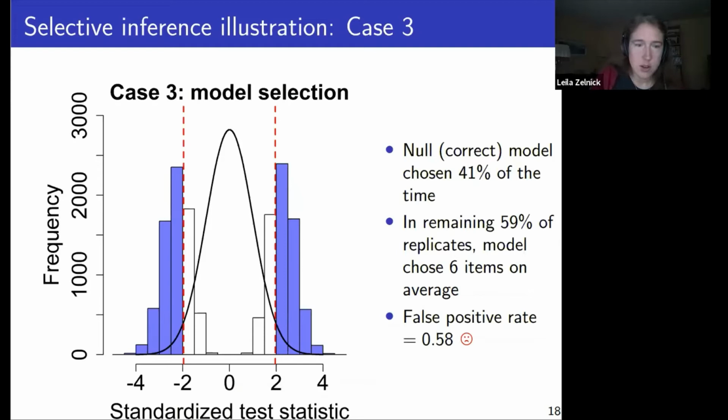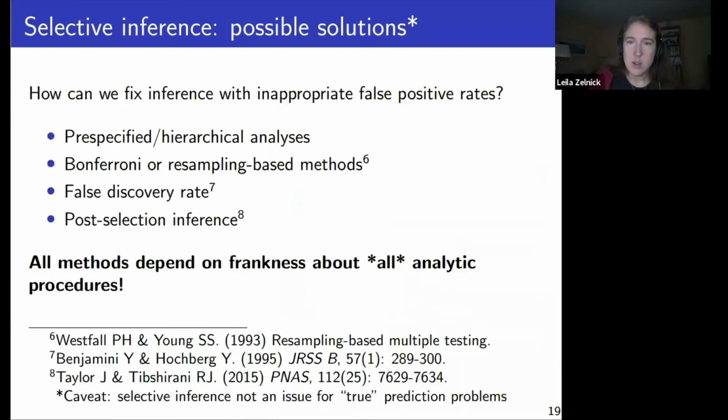All right, so hopefully I've convinced you that yes, this is a problem. The next question is, okay, how can we fix it? Well, there are a number of different approaches, and this talk is not long enough to go into great detail on any of these, but I will put these out there and talk a little bit about how they might help.